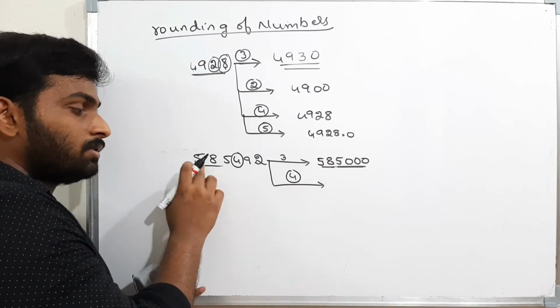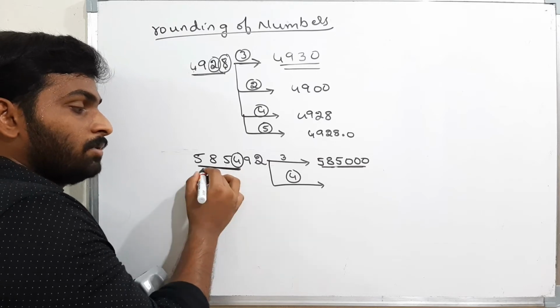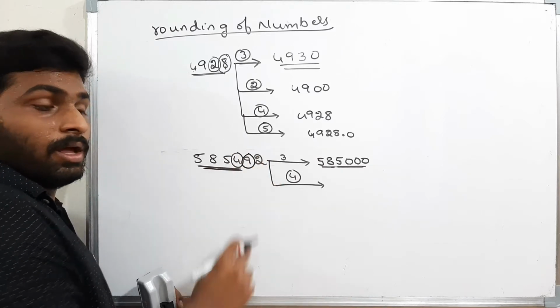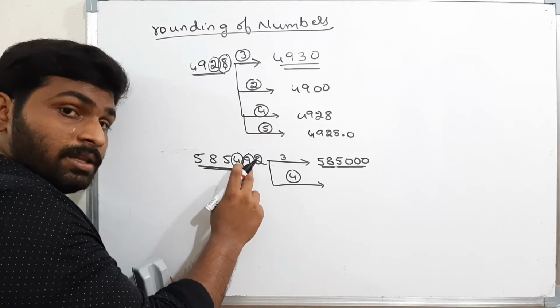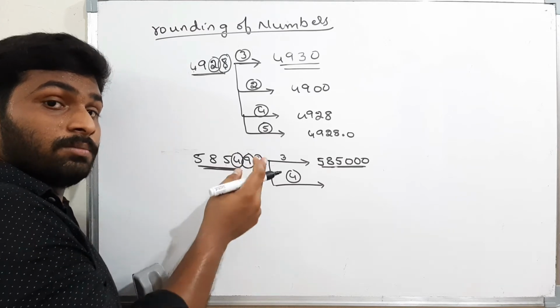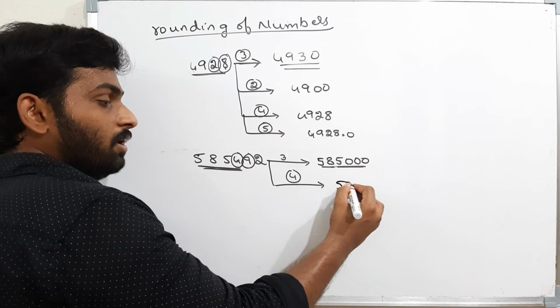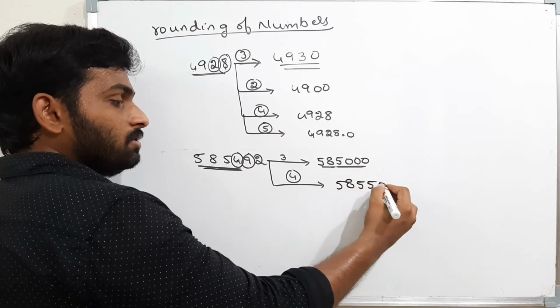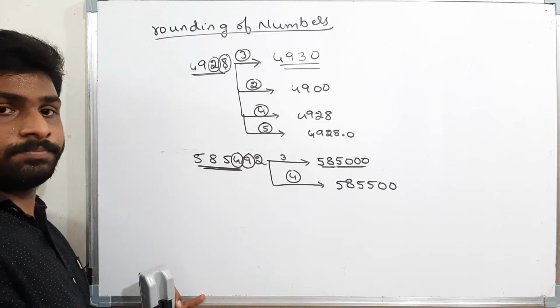Now, they told to round off this one to 4 significant figures. If I want to round off this one to 4 significant figures, what are the digits I have to see? These 4. That means I have to round off this 9. Tell me whether 9 is greater than 5 or less than 5. If it is greater than 5, then what do I have to do? I have to add plus 1 to the before number. That means I have to add plus 1 to the 4. Therefore, answer is 585,500, which is having 4 significant figures.